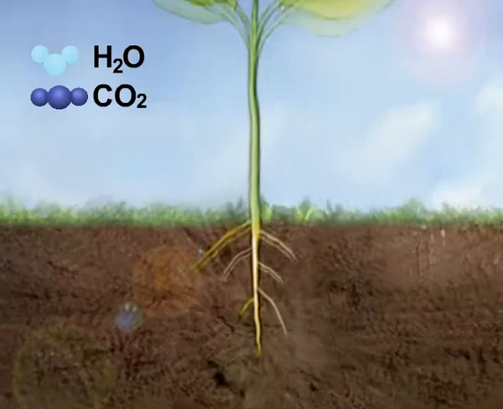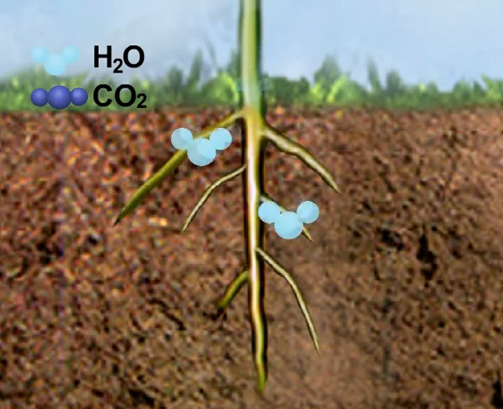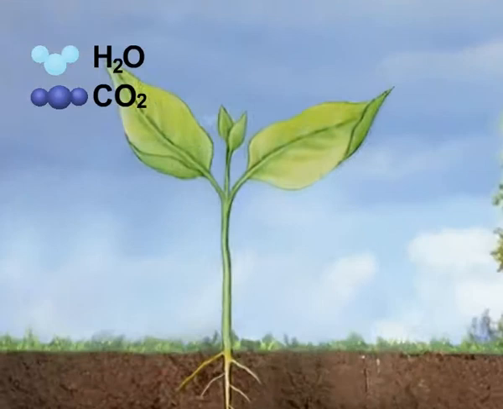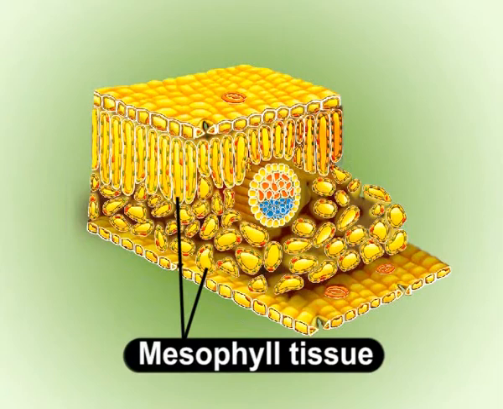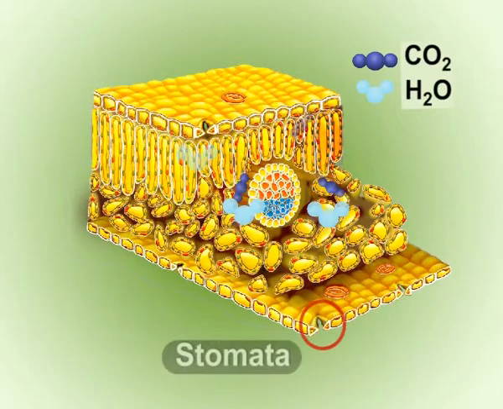Water from soil enters the plant through roots as shown in the visual. It is then transported through stem and finally to the leaves where it is distributed to the cells of mesophyll tissue. You can also see here carbon dioxide from atmosphere enters leaf by diffusion through an opening known as stomata.